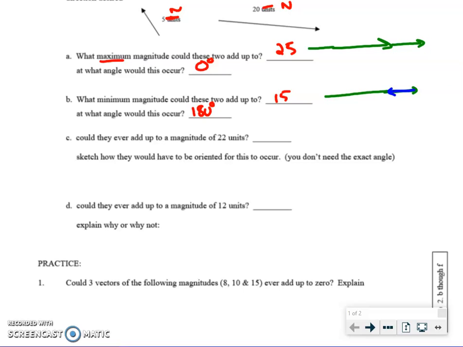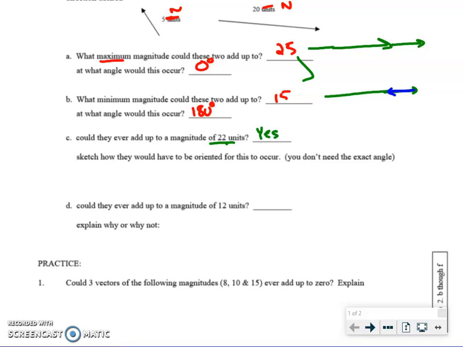So what if instead I had my 20 like that, and to it I added the 5? Well, that's going to add somewhere between 25 and 15. Or I could put the 5 like this, or I could put the 5 like that. So there's a lot of different angles that fall between 0 and 180 degrees to which we could add those two. So the simple answer to this is, could they add up to 22? You answer that by, does 22 fall between these two extremes? And the answer is yes.